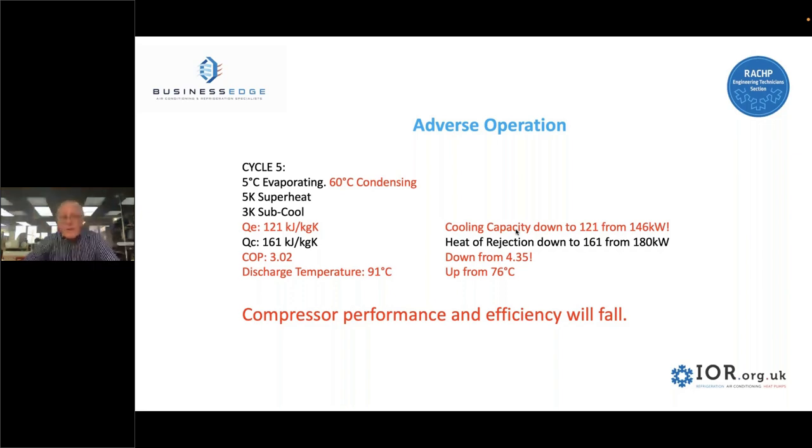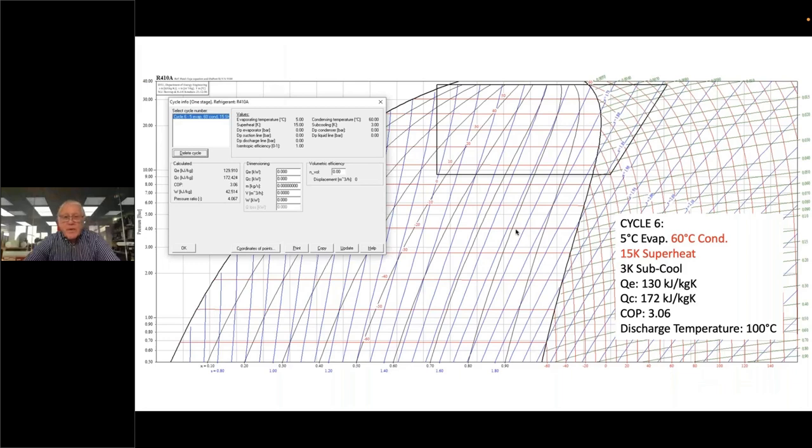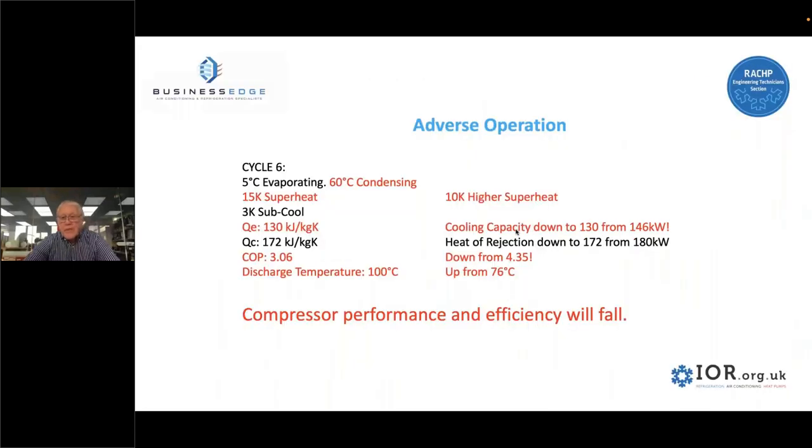Now things get even worse. My condensing temperature is up, and also my superheat. So now looking at the situation, cooling capacity has really dropped, now down to 130 kilowatts. COP has dropped seriously to 3 instead of 4.35. Compressor will suffer, and the discharge temperature is now 100 degrees C.